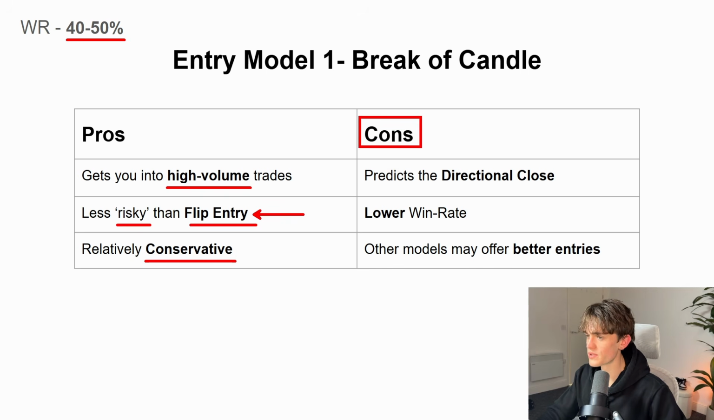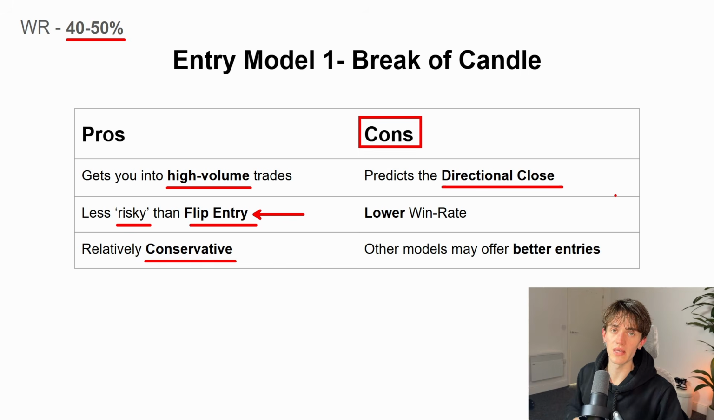Now, in terms of cons, the break of candle entry is literally just going to be predicting the directional close, which is the entry model that I'm going to mention just after this. Directional close is going to be our most conservative entry model, and is essentially the entry model that everything else is based off of. The break of candle entry and the flip entry are just going to be trying to predict this from an earlier point. Therefore, it is just going to have a lower win rate than the directional close.